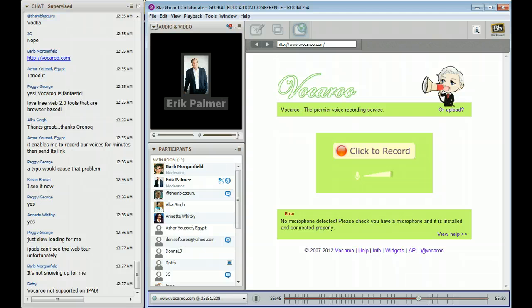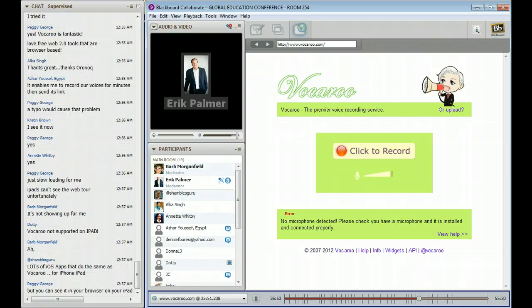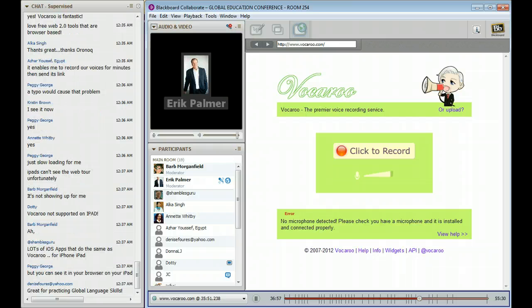If they don't have devices on their own, if you have one computer, one netbook in your school and can get to the internet, you can let kids work with this. So let me give you a couple of minutes to play with it. Go ahead, record something.